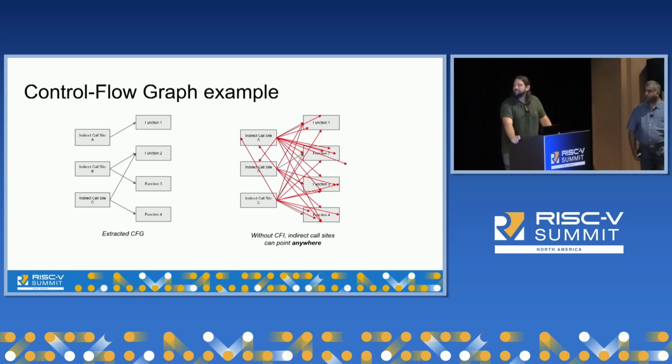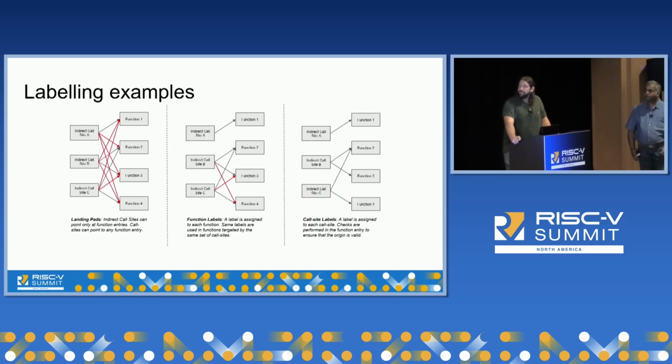And now there are many labeling schemes that we support, also in the shadow stack and landing pads, where we can have landing pads, so no labels at all. So any entry of a function is a valid target. Then you can have function labels, so each function is associated with a label, and then an indirect call site can point to only a valid set of functions.